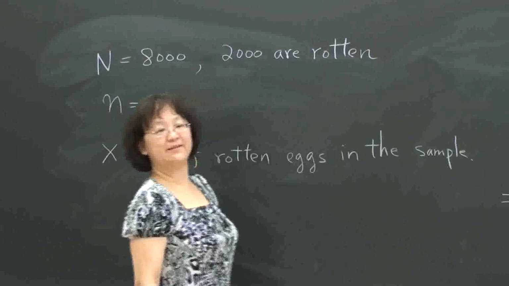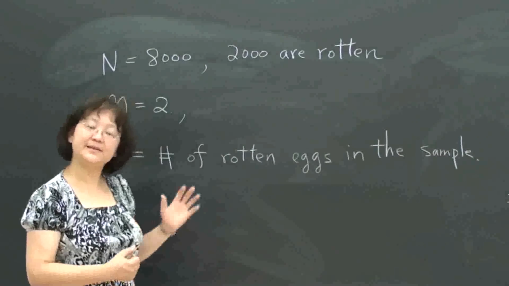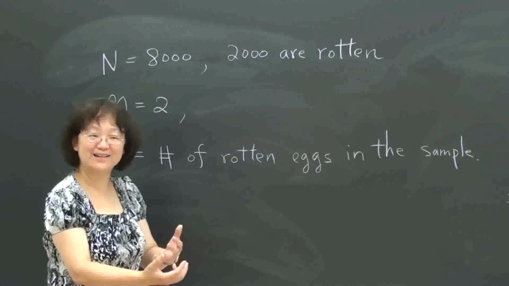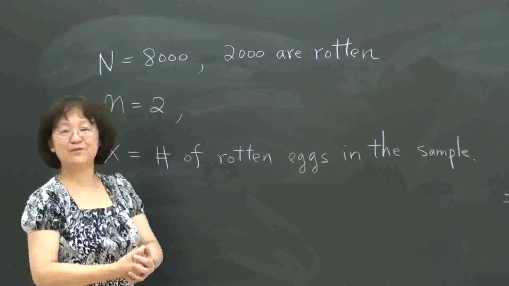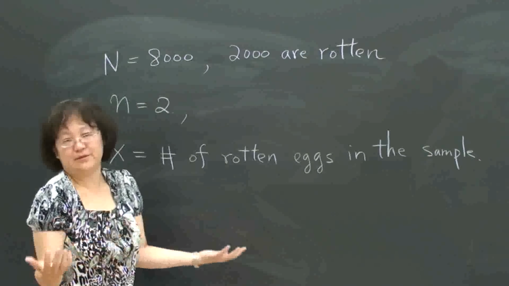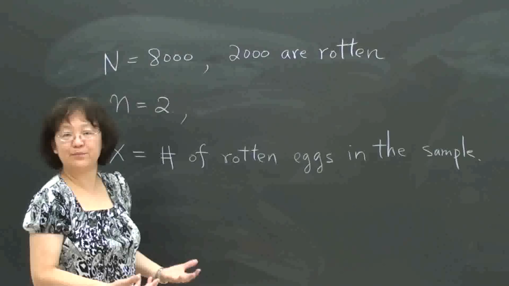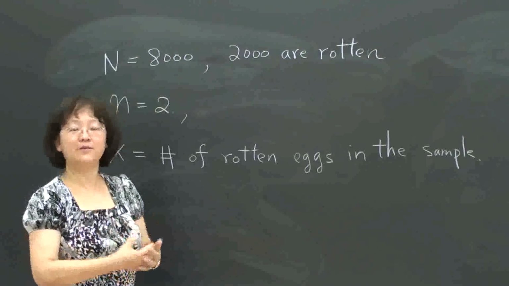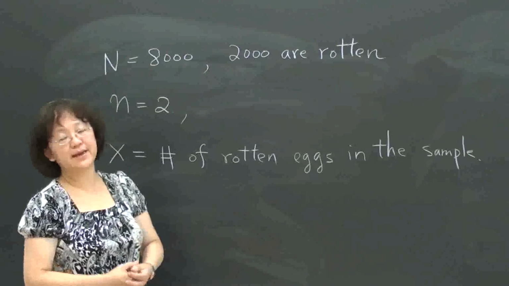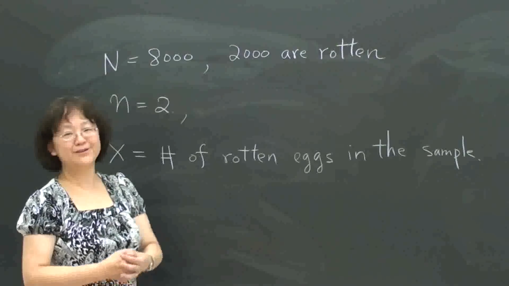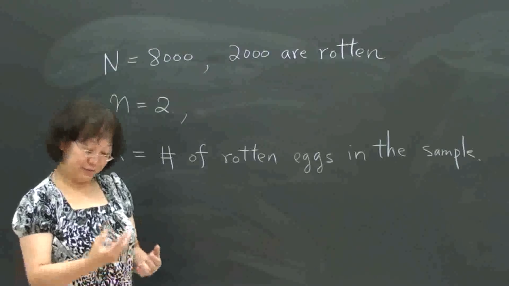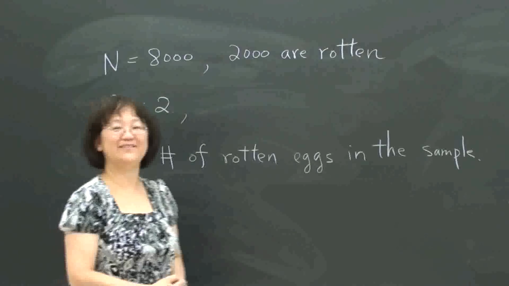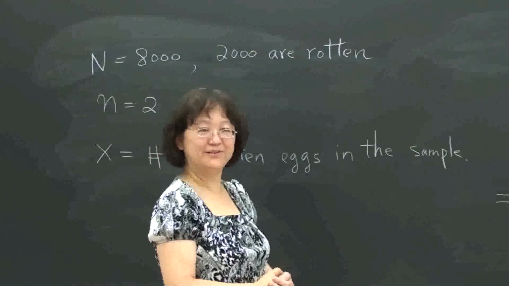And X, the variable that we are interested in, is the number of rotten eggs in the sample of 2 eggs. So you can see that this X is a random variable. It depends on our luck, right? X can be 0: there's no rotten egg out of these 2 samples. X can be 1: 1 rotten egg out of these 2 samples. X can also be 2: you are so unlucky that the 2 eggs you sample both are rotten. So let us see what the probability is.